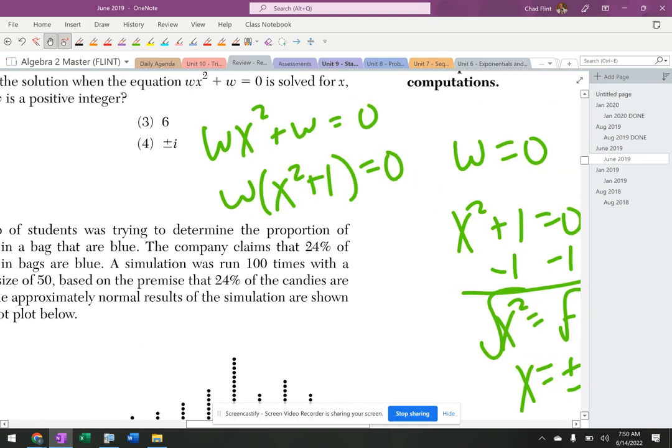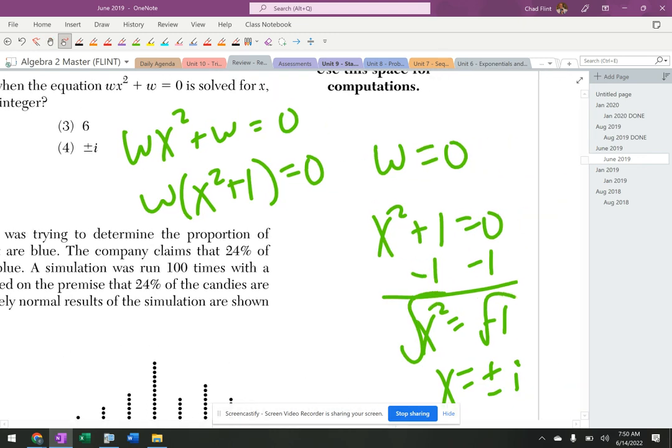Solution when it's a positive integer. Okay, so w can't be 0, all right, because that's not positive. So that's ruled out. So w can't be 0. So if w is any positive integer, this could be like a 6 or whatever, and then you end up with 6 times x squared plus 1.